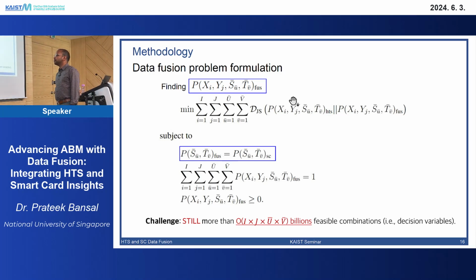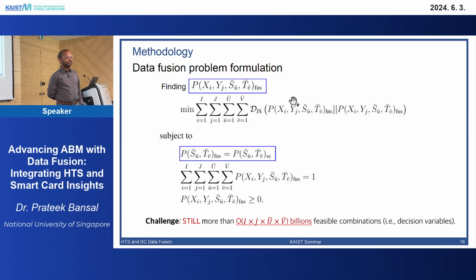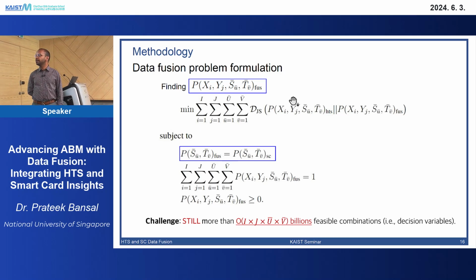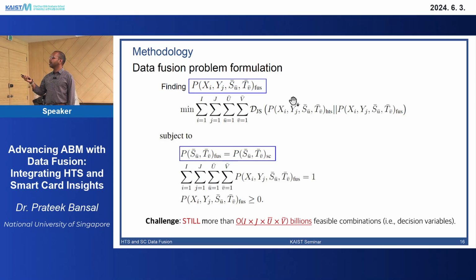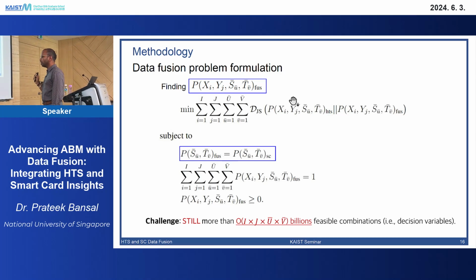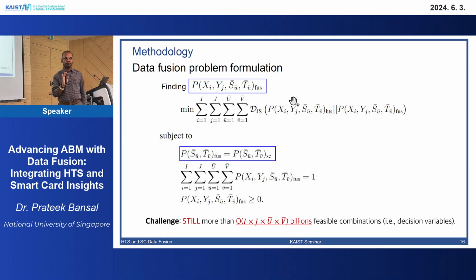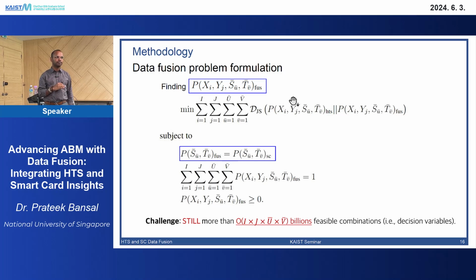So if we look at the data fusion problem now, because we are dealing with s bar and t bar, we are no longer dealing with s and t. You can see that everything is replaced by s bar and t bar here instead of s and t. This problem is the same as what you have seen in the beginning. The only thing replaced is s bar and t bar. But again, the problem of too many decision variables has not been solved yet.